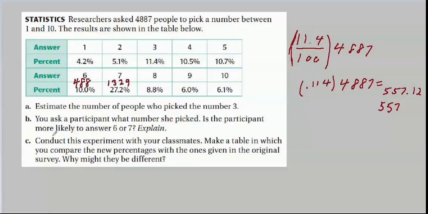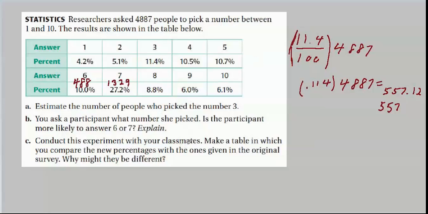What about this last part here? Conduct this experiment with your classmates. Well, I don't have too many people in the room with me, so I'm going to have to skip that one. You guys can do that. What about the explanation here? Why might they be different? Well, gee whiz, do you even have to ask that question? People are going to just randomly pick different numbers. It seems kind of obvious to me.